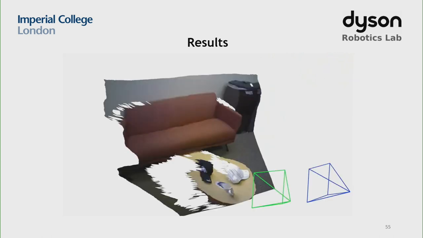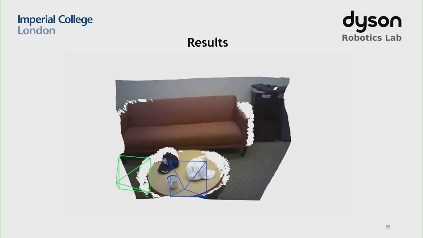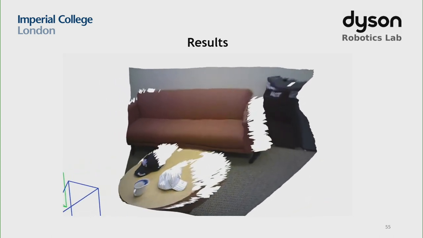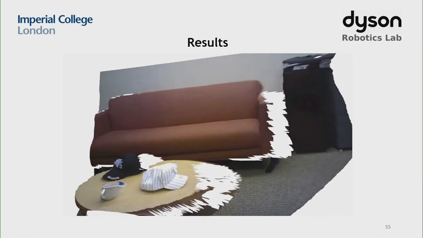And then another example of a couch scene. So you can see it gets the structure and the edges of the couch and the bins on the side quite well.